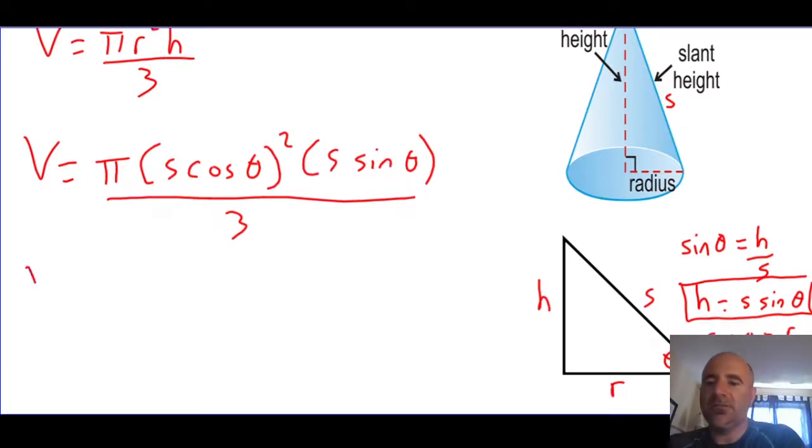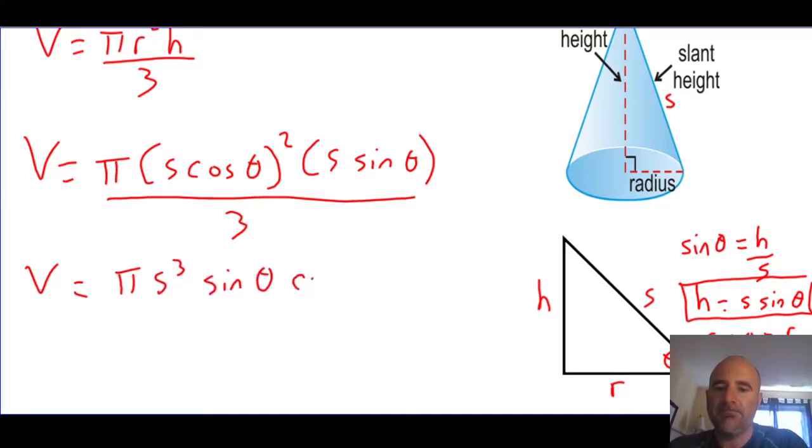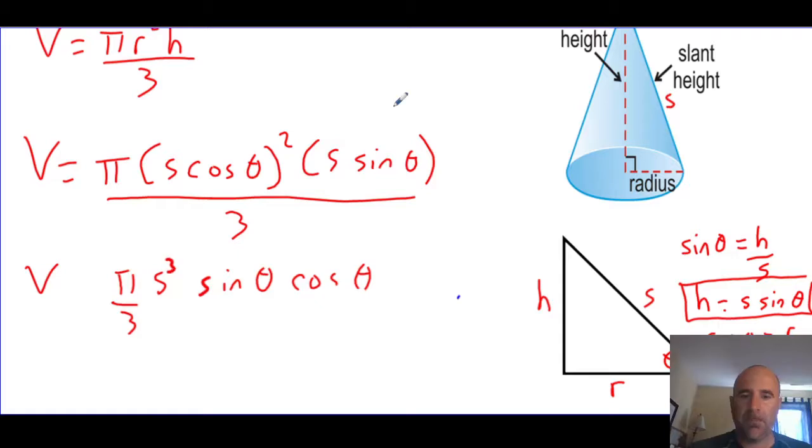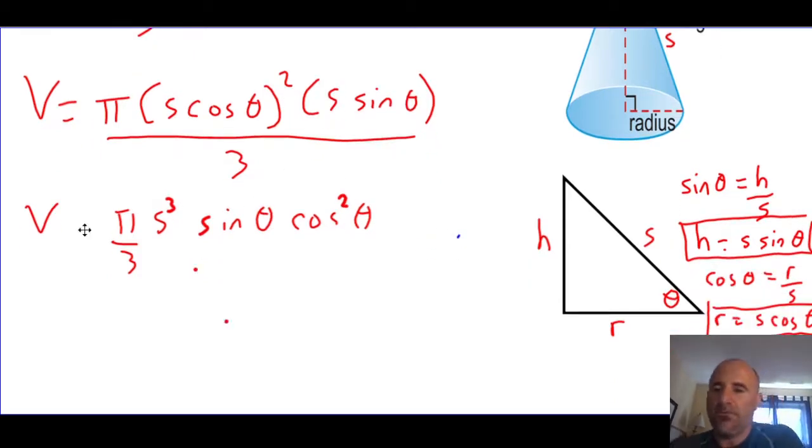And then cleaning this up a little bit, I get pi times S cubed sine theta cos theta over 3. Or as I like to sometimes think of it, pi over 3, since pi over 3 is a constant. Sorry, I forgot to square the cos theta. So we square S and we get S squared times S, S cubed, sine theta, cos squared theta.